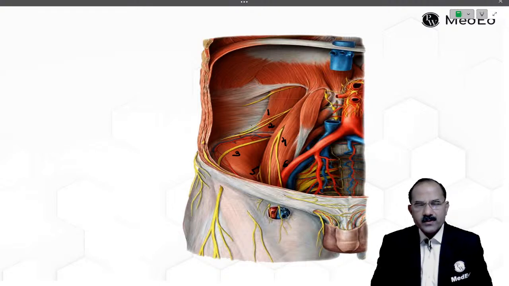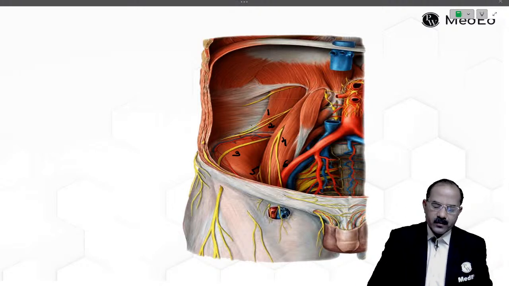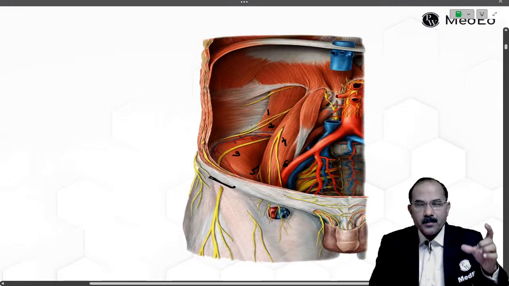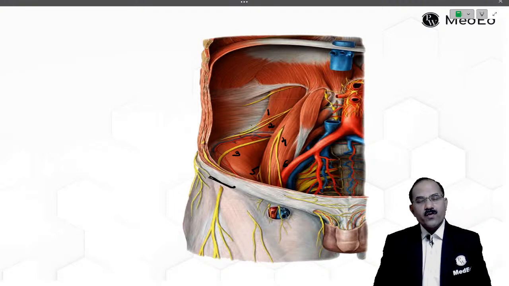Very good. Lateral cutaneous nerve of thigh is a branch of the lumbar plexus. Remember, this is the nerve which gets compressed against the inguinal ligament. That is meralgia paresthetica. Very good. What is number 4?